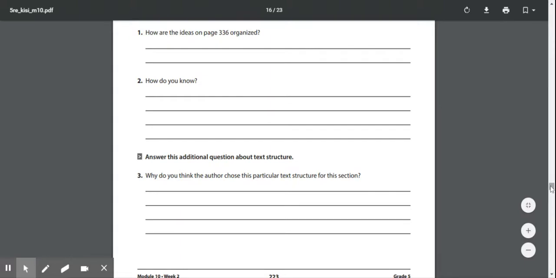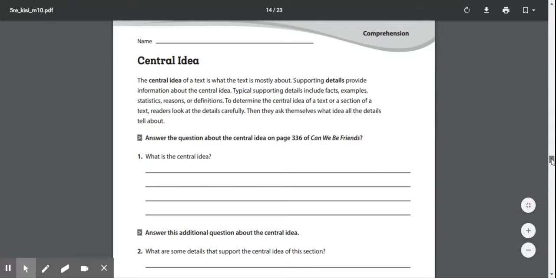If you have any questions about these assignments, of course, reach out to me or Mrs. Rhodes, and we will help you the best that we can.